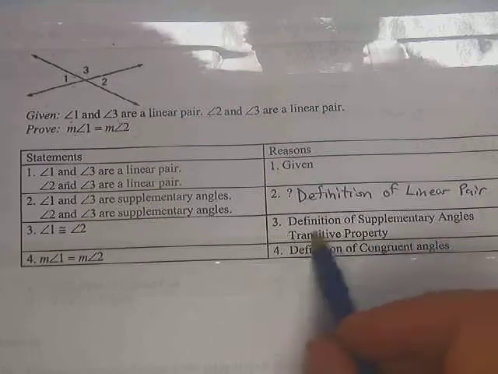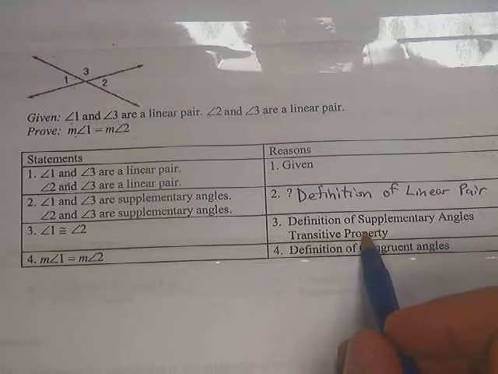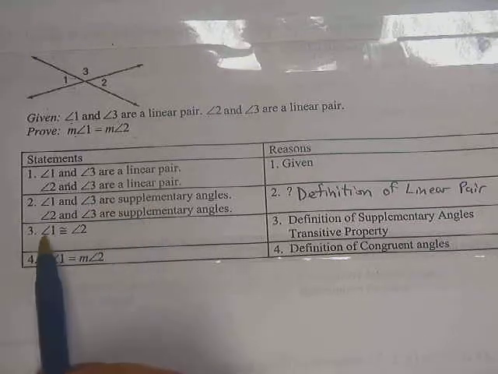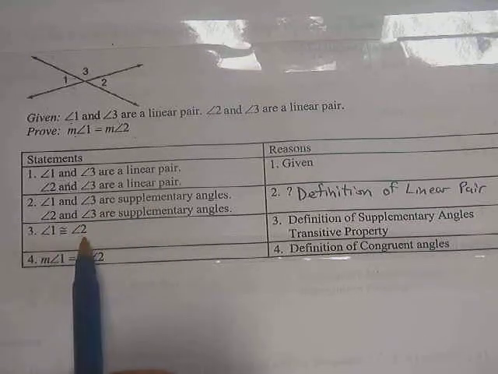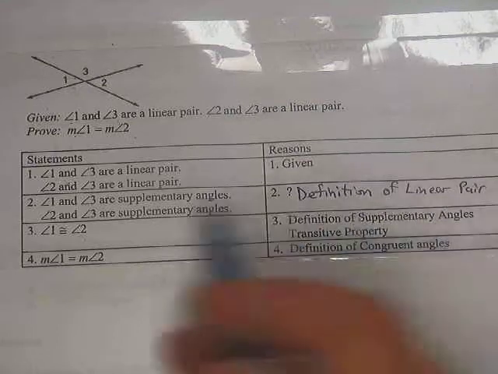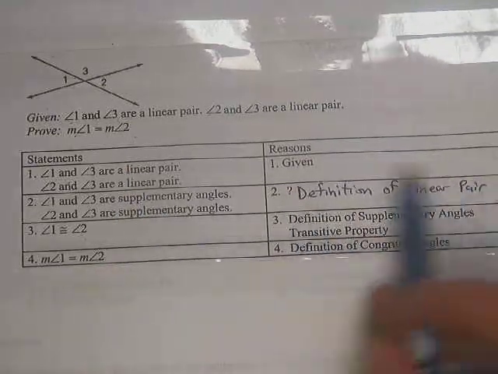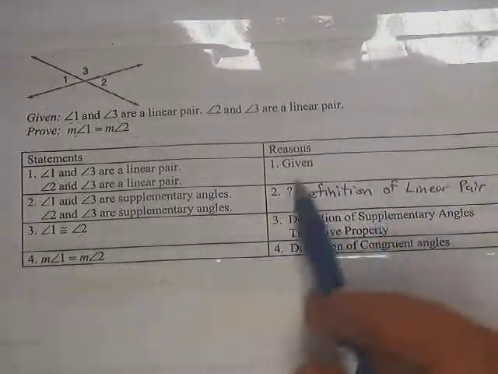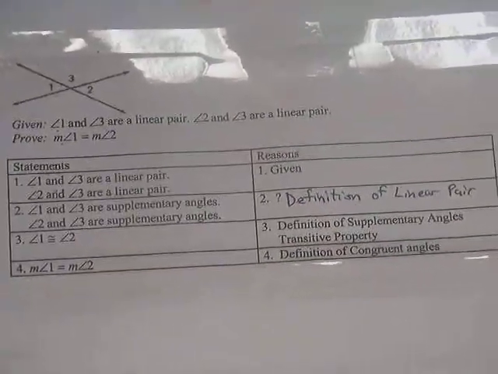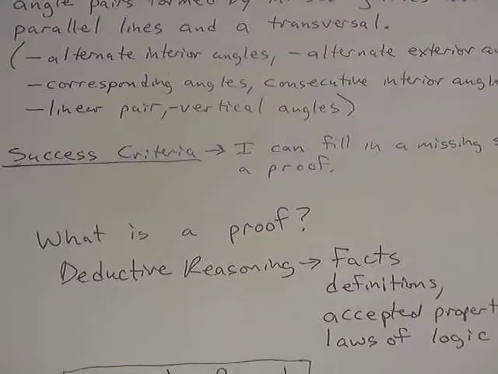Okay? And then it says angle 1 is congruent to angle 2. They skipped a couple steps. They said definition of supplementary angles and transitive property. All right, so that means these two add up to 180. And then you substitute, you figured out angle 1 is congruent to angle 2. And the measure of angle 1 equals the measure of angle 2. That's the definition of congruent angles. So again, if you know your definitions, you could fill in a missing step like this.